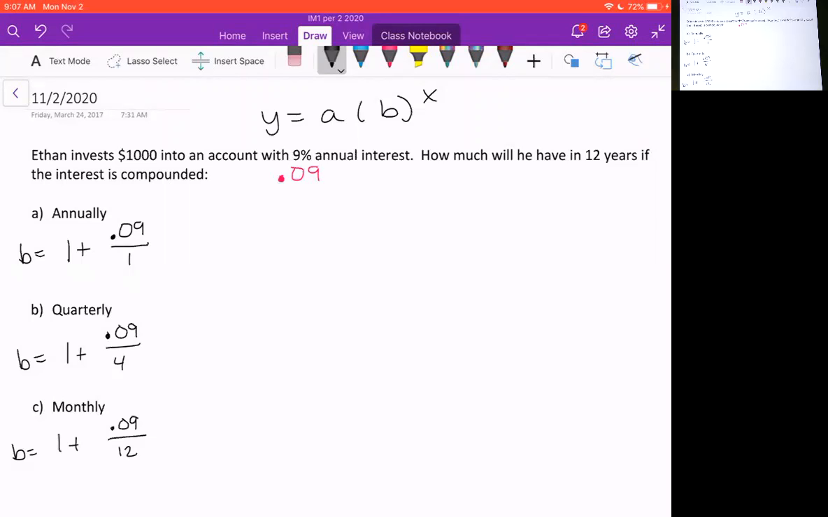And then the other thing that you will have to change is the exponent. You have to measure each problem in the units that it mentions. So part A, annually, number of years, part B, quarterly, number of quarters, and part C, monthly, number of months.